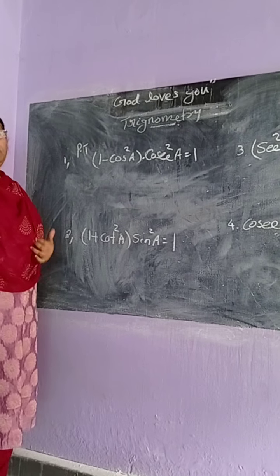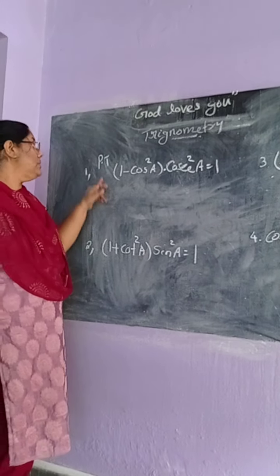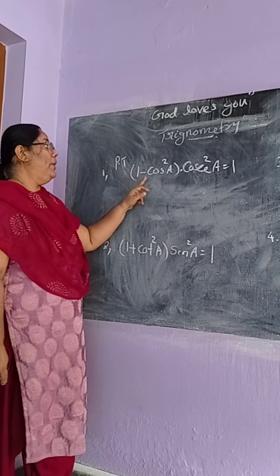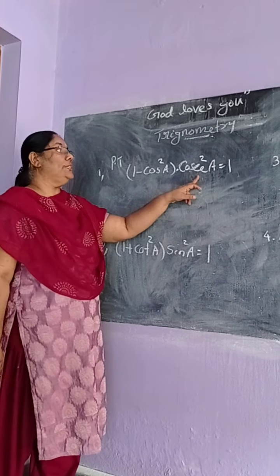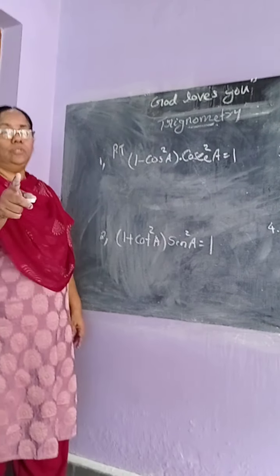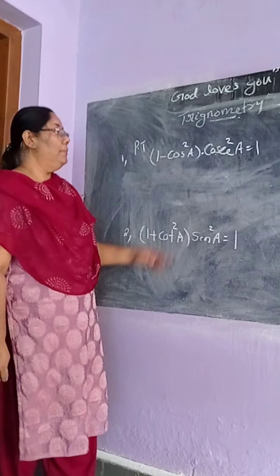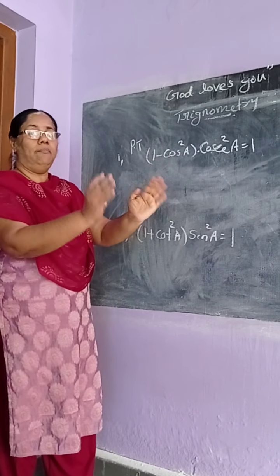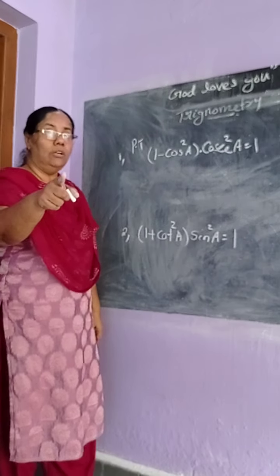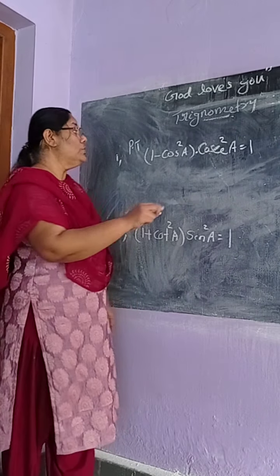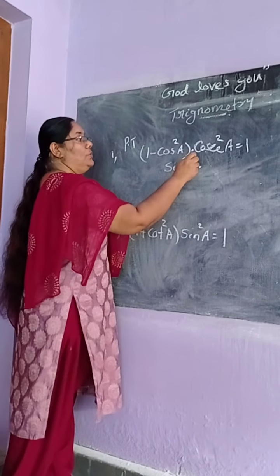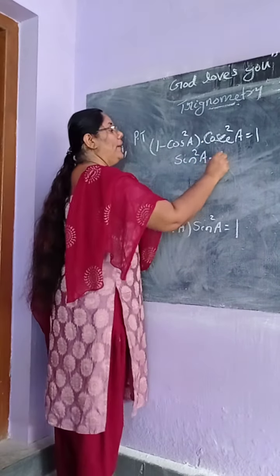Write the first question. Prove that. PT means prove that. Prove that (1 minus cos square A) into cosec square A equal to 1. 1 minus cos square A within bracket. Sin square A plus cos square A equal to 1, means 1 minus cos square A is equal to sin square A into cosec square A.